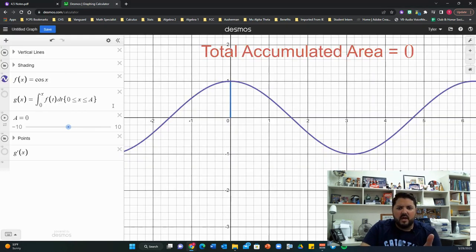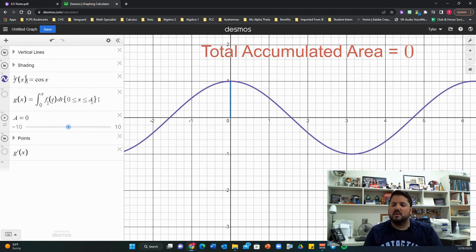So here we have the cosine function curve. Now I have it defined as f of x. That name's not super important right now. I'm only using that name to pass it into our g of x function that is integrally defined here, okay? Now I also have a boundary on this from 0 to a. A is what I'm using to control as my upper bound, okay?